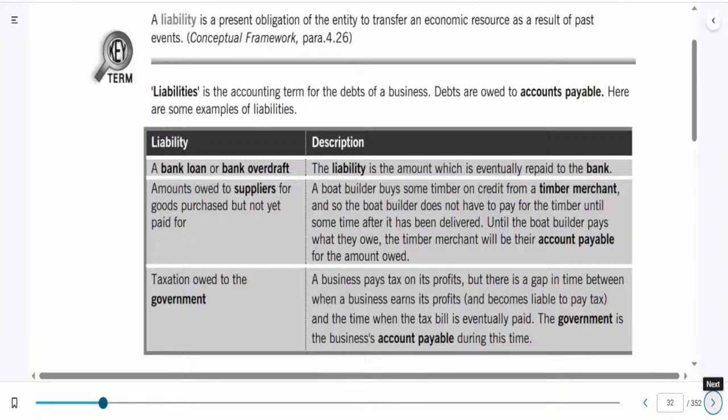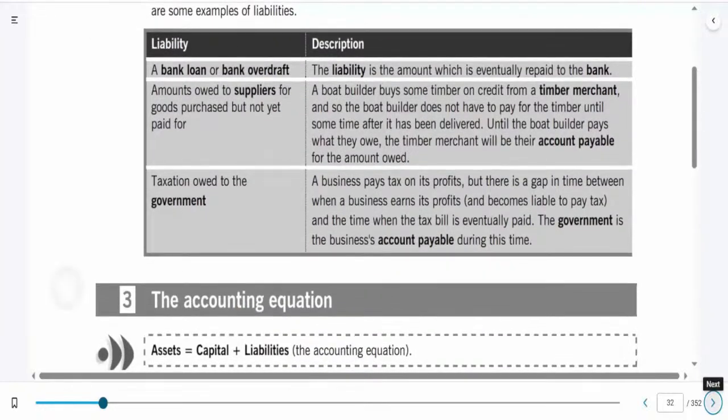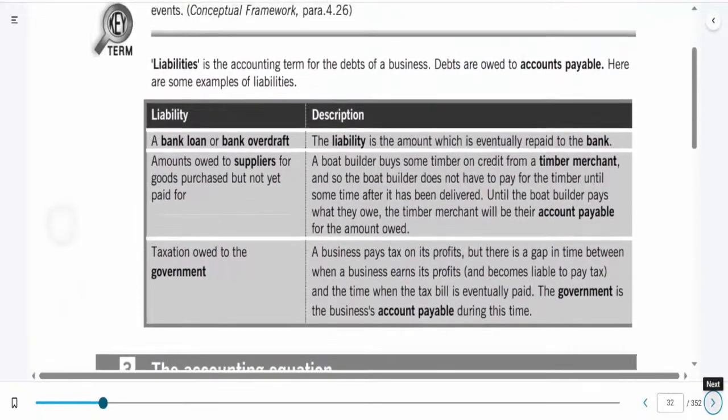Hope that makes it easier to understand. Remember, liabilities are simply the business's debts, amounts it owes to others. This will be very useful as we continue with more accounting concepts.